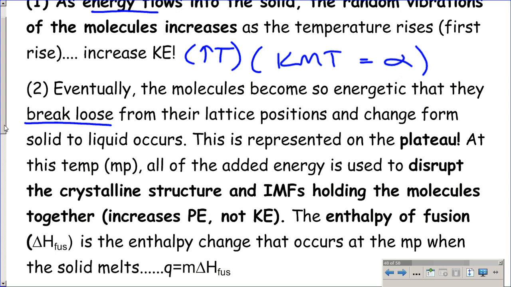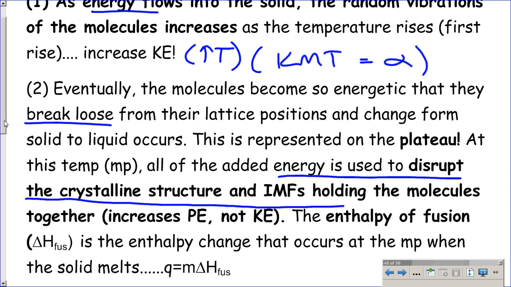And when they start to break loose, some of them are going to break loose before others. So that's why you have this in between where it's starting to melt, where some of it's still solid, but some of it's starting to turn to liquid, basically because your IMFs are being disrupted. So the molecules become so energetic they break loose. The energy added disrupts the crystalline structure and the IMFs. I'm underlining and writing down the important stuff here.